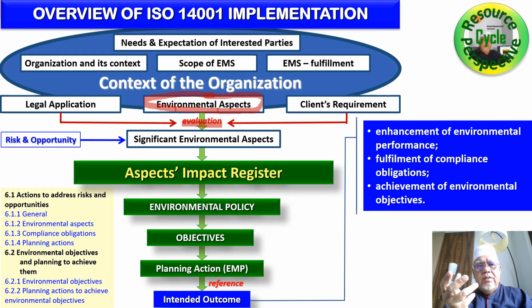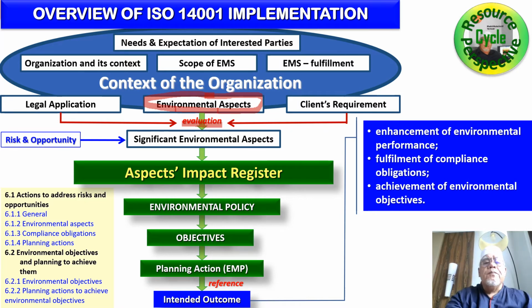How significant are their respective environmental impacts? Remember, these environmental aspects interact with the environment and cause environmental impact. So we need to evaluate their respective environmental impact. How severe, what magnitude, how frequent, how long is the impact? So these all involve evaluation criteria.